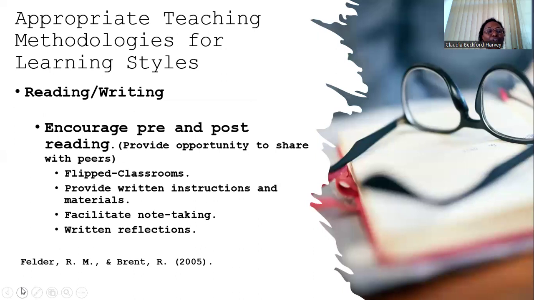The read and writing learner. Here, we must encourage pre and post reading, and give the students an opportunity to share with their peers. Flipped classrooms are a methodology that works well for these learners. Provide written instructions and materials. We can facilitate note taking, and we can give them an opportunity to do written reflections as well.